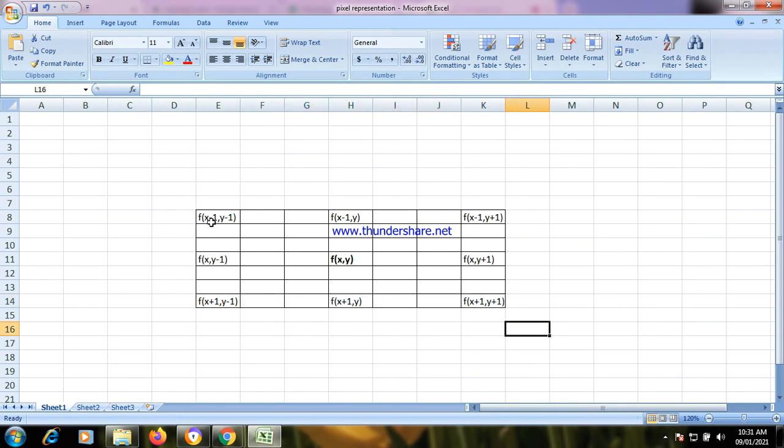So simple it is. If you are checking along the row, the x coordinate will remain the same and the y coordinate will change its value. If you are checking along the column, along the y axis, the y coordinate will remain the same and the x coordinate is changing. So this is about pixel representation in any image.